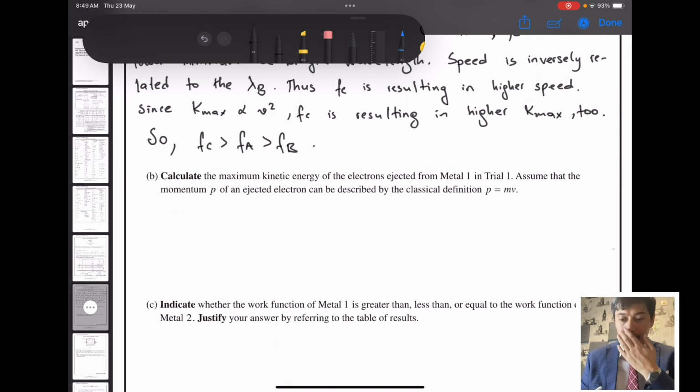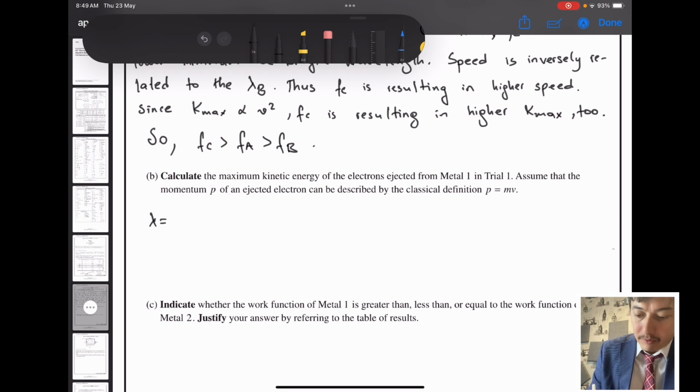Alright, next question. Calculate the maximum kinetic energy of the electrons ejected from metal 1 in trial 1. Assume that the momentum p of an ejected electron can be described by the classic definition, which is equal to mass times speed. Okay, let's start.